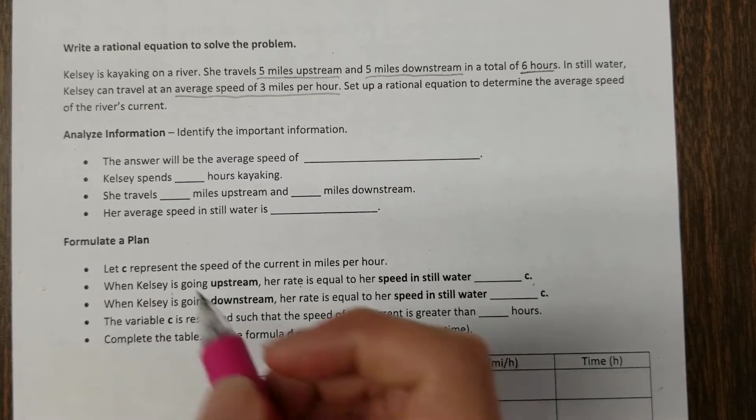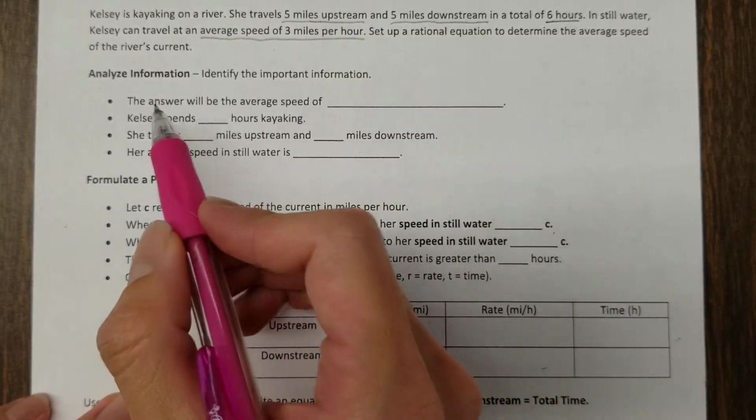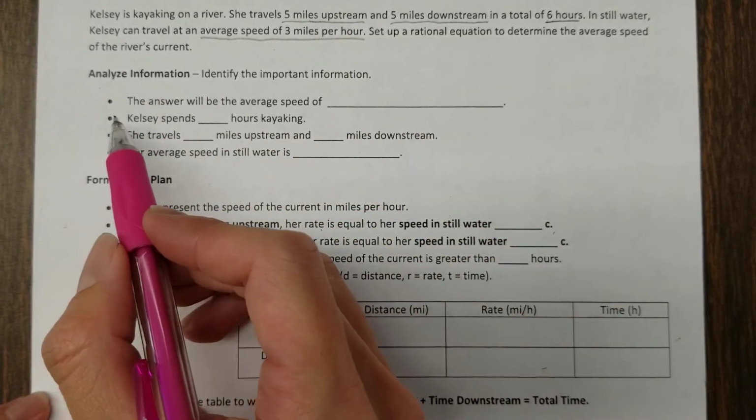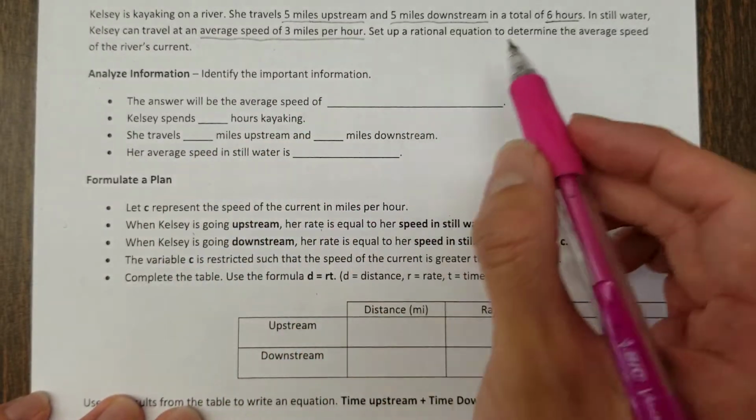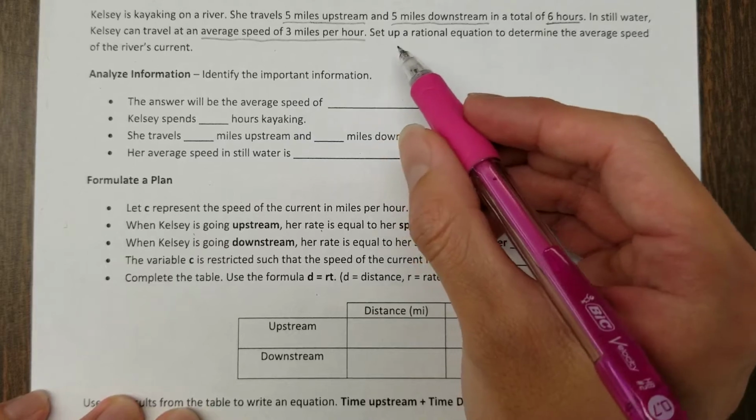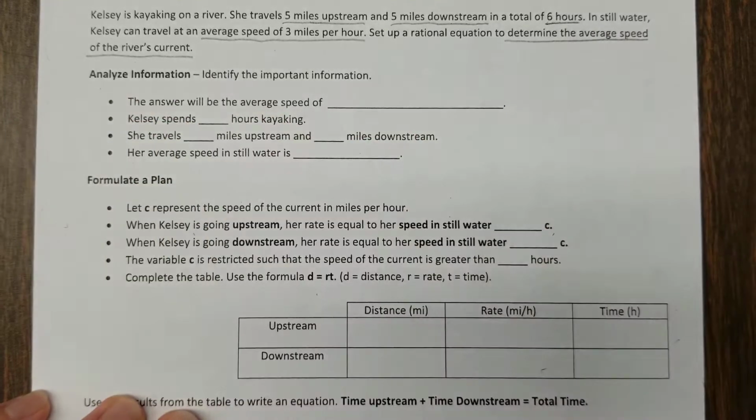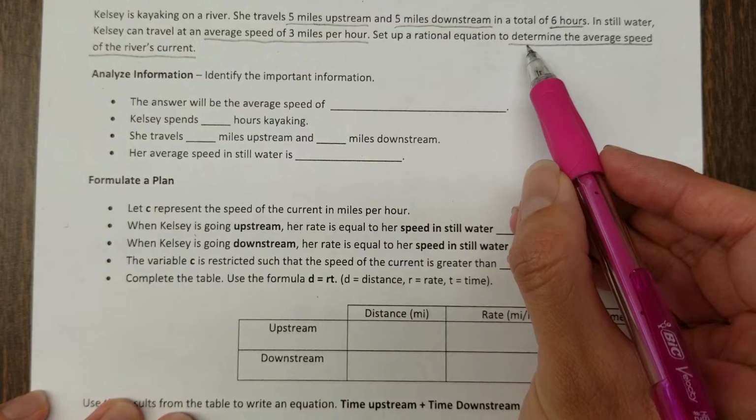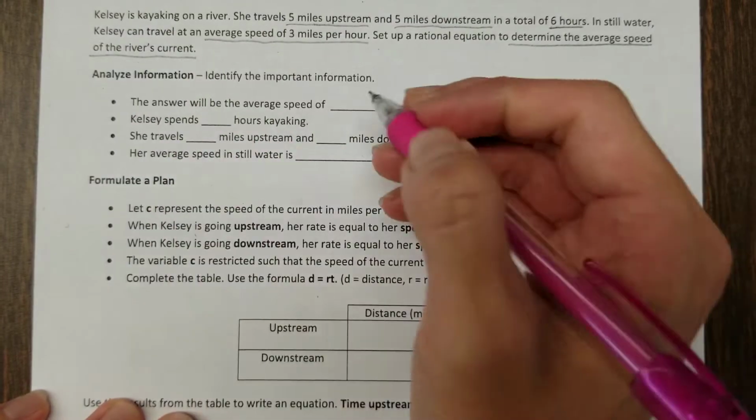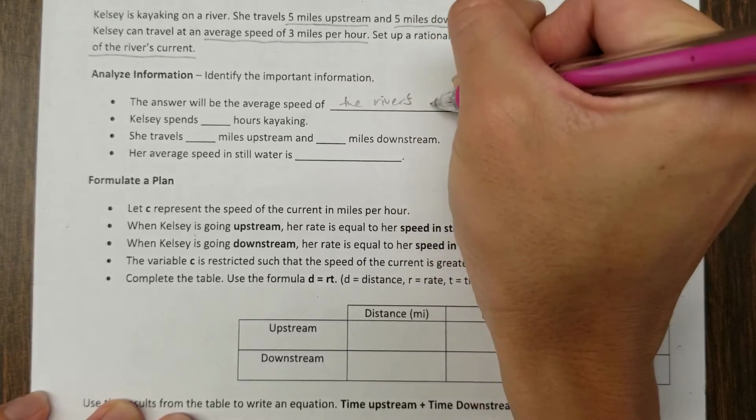Okay, so let's try to analyze some of the information. Just like the other problem, the answer will be the average speed. Oh yeah, I forgot to underline that. We're trying to determine the average speed of the river's current. So that is our answer.